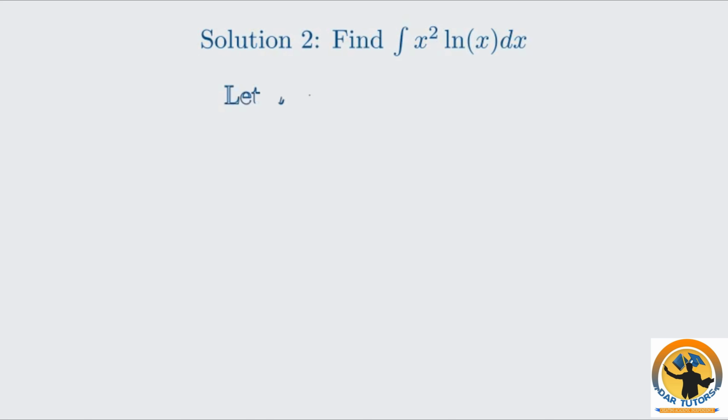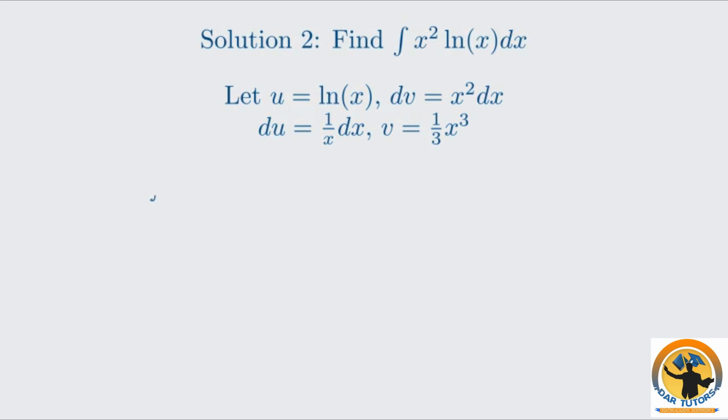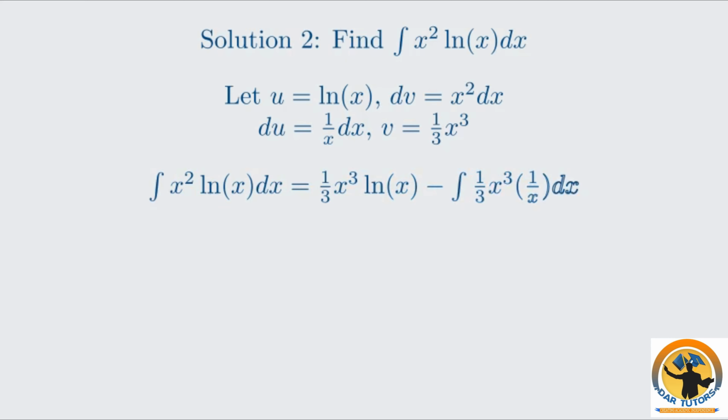We choose u equals ln x and dv equals x squared dx. This gives us du equals 1 over x dx and v equals 1/3 x cubed. Applying the formula, we get 1/3 x cubed ln x minus the integral of 1/3 x cubed times 1 over x dx. This simplifies to 1/3 x cubed ln x minus 1/3 times the integral of x squared dx.